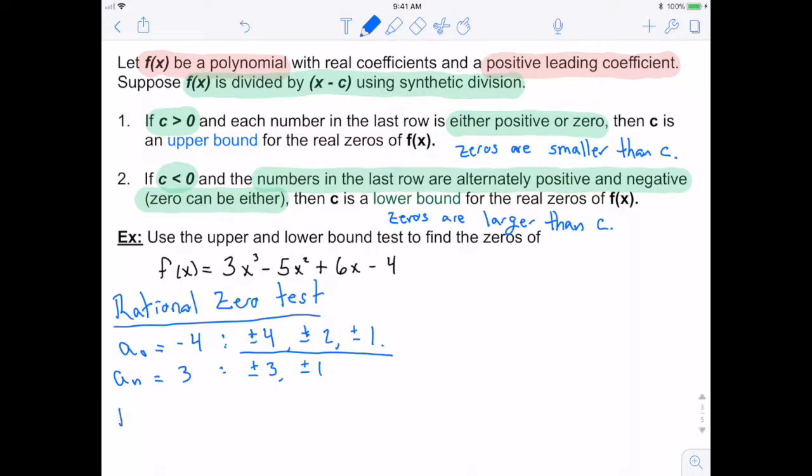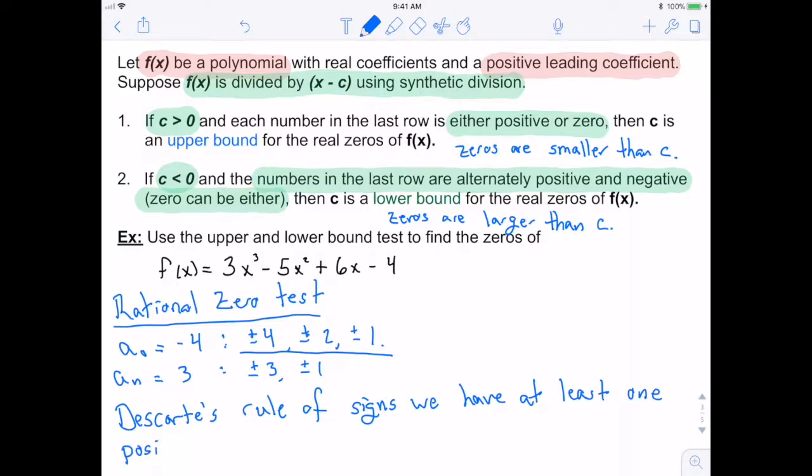However, remember from Descartes' rule of signs, we have at least one positive real zero, so we don't need to worry about negative numbers. We just need to pick positive numbers.